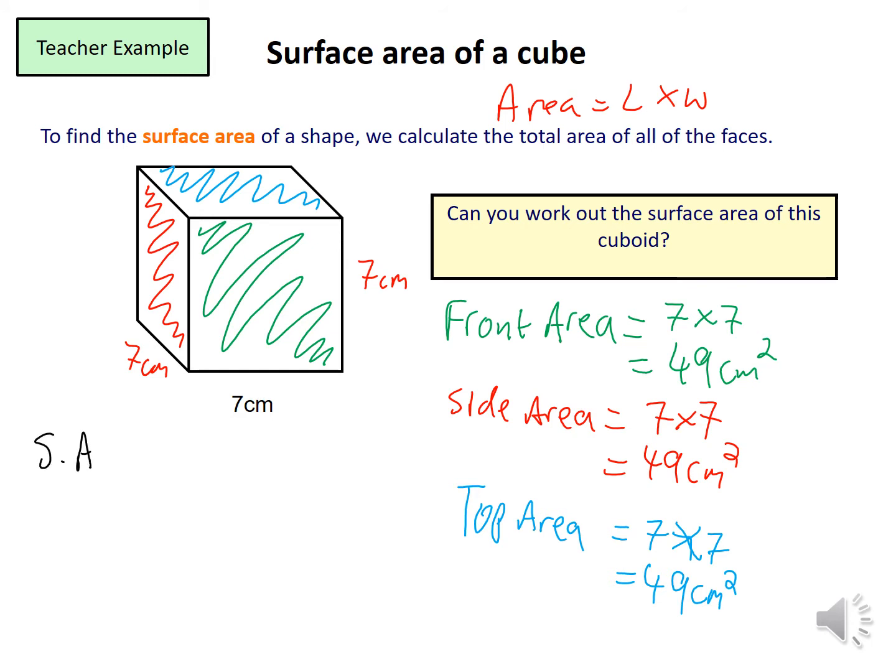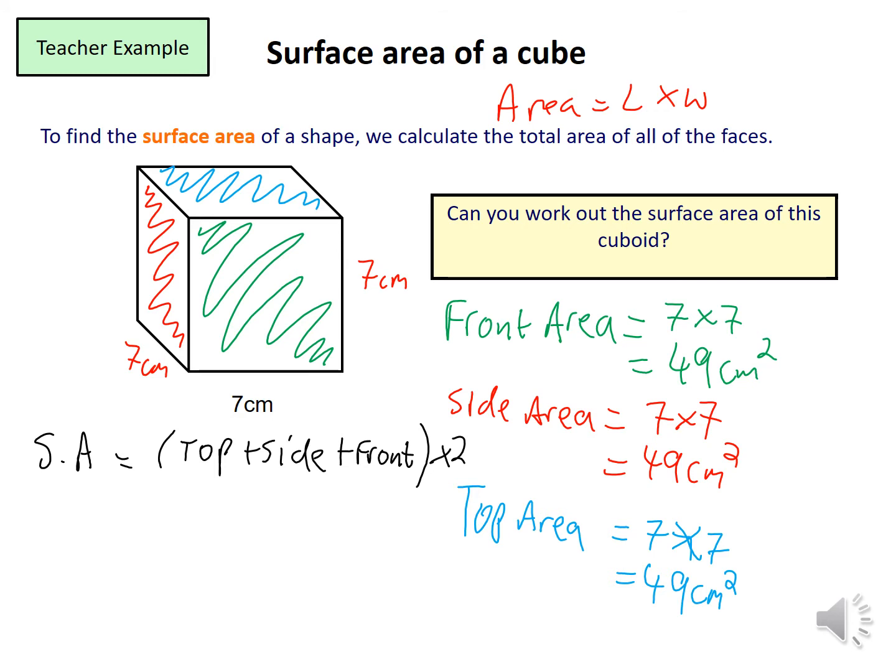SA for surface area is equal to the top plus the side plus the front, times 2. We're going to times it by 2 because for every top we have a bottom, so we have twice the amount. For every side we have another side, so we have twice the amount. And for the front we have the back, so we have twice the amount.